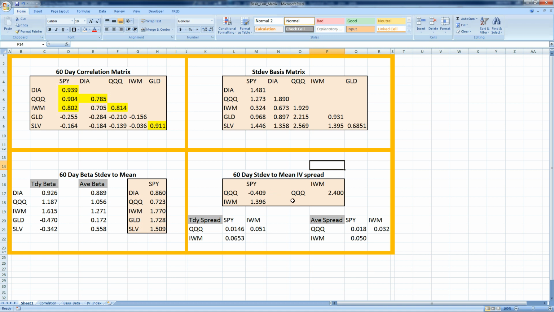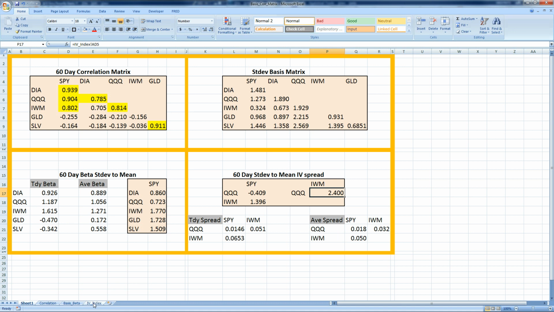So we are using the Russell and NASDAQ as an example, and you can see that today the spread of the IWM to the Q is 0.051. So the IV difference is 0.051. The average IV difference is 0.032. That gives us 2.4 standard deviations from the average spread in implied volatility between the Russell and the Qs. So we're way outside of the norm.